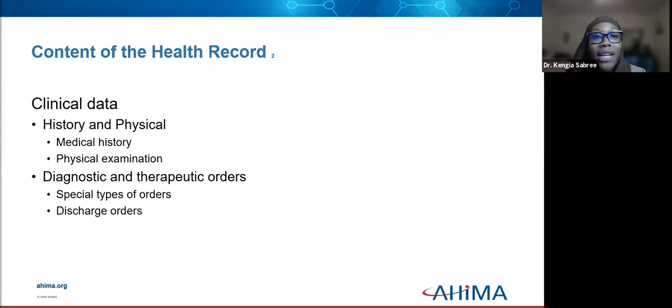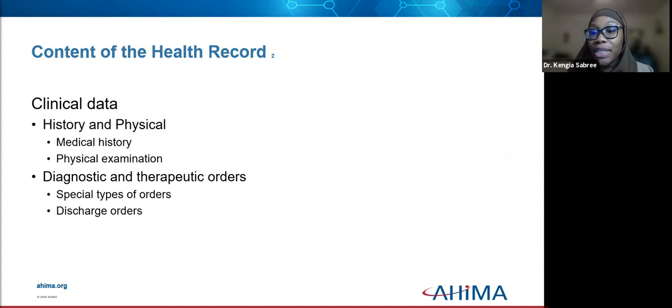Okay, so content of the health record. We talked already about clinical data, but really quick, the clinical data includes information related to the patient's condition, the course of their treatment, and their overall progress. The patient health record includes mainly clinical data, right? So let's talk about the H&P. The medical history is a summary of the patient's illness from his or her point of view. Its purpose is to allow the patient or his or her authorized representative to give the practitioner as much background information about the patient's illness as possible.